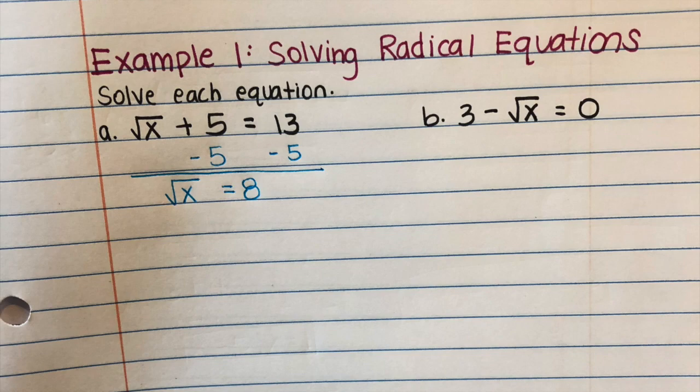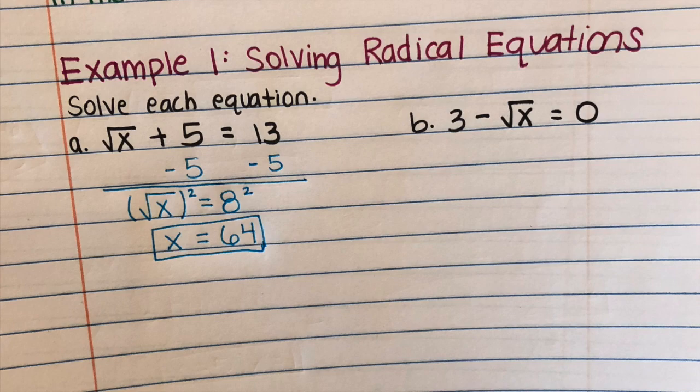So the first step in solving this equation is I'm going to subtract 5 from both sides of the equal sign. I'm left with the square root of x is equal to 8. My next step in order to get rid of the square root symbol, that radical symbol, is to square both sides. Taking the square root of something and then squaring it, those are inverse or opposite operations, so they will cancel each other out. So when I square the square root of x, I'm left with just regular old x on the left side, and then on the right side I'll do 8 squared, which is equal to 64. So my solution is x is equal to 64.